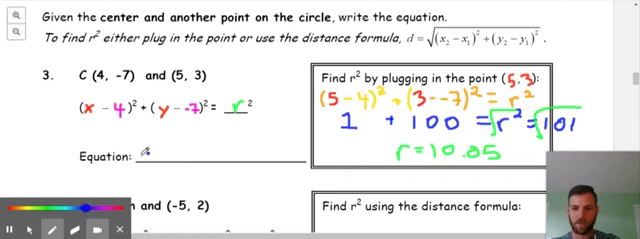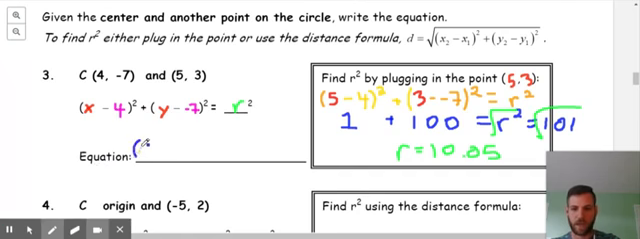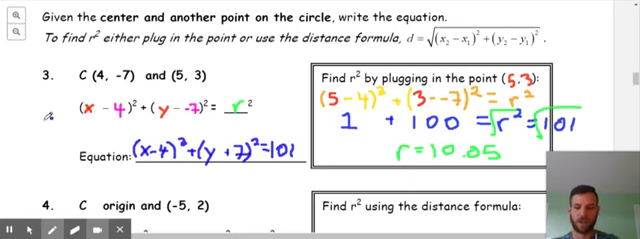So it turns out that the value we're looking for, our r squared value, is 101. So if we write out our equation here, we end up with an equation that is x minus 4 squared plus y plus 7 squared is going to be equal to 101. And we have found the equation of that circle where the center is 4, -7, and one of the points on the outline of the circle is 5, 3.